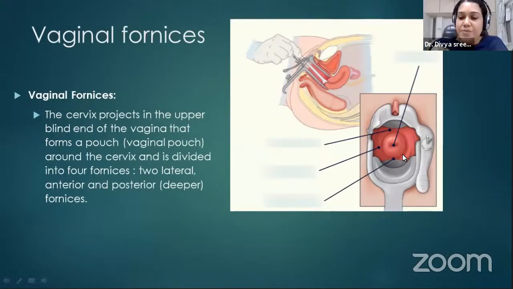This is the posterior fornix. You can see the secretions collected in the posterior fornix. The posterior fornix is deeper than the other two.